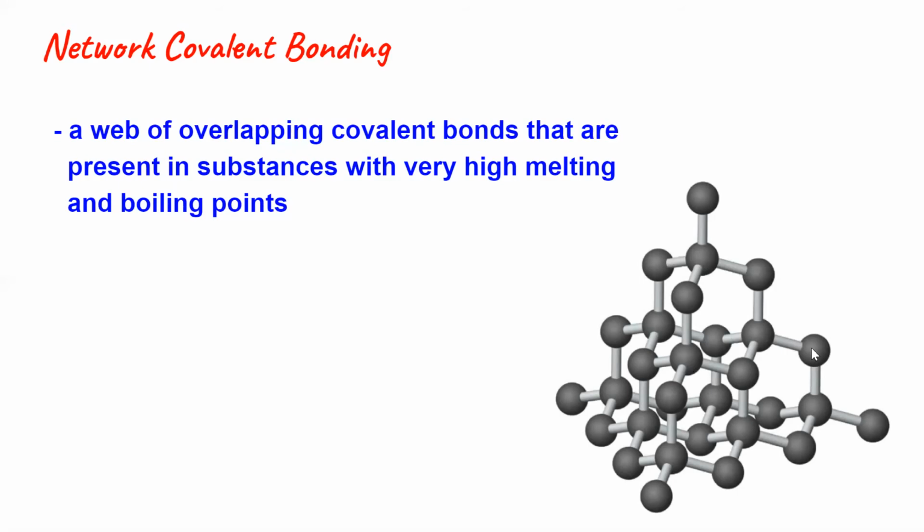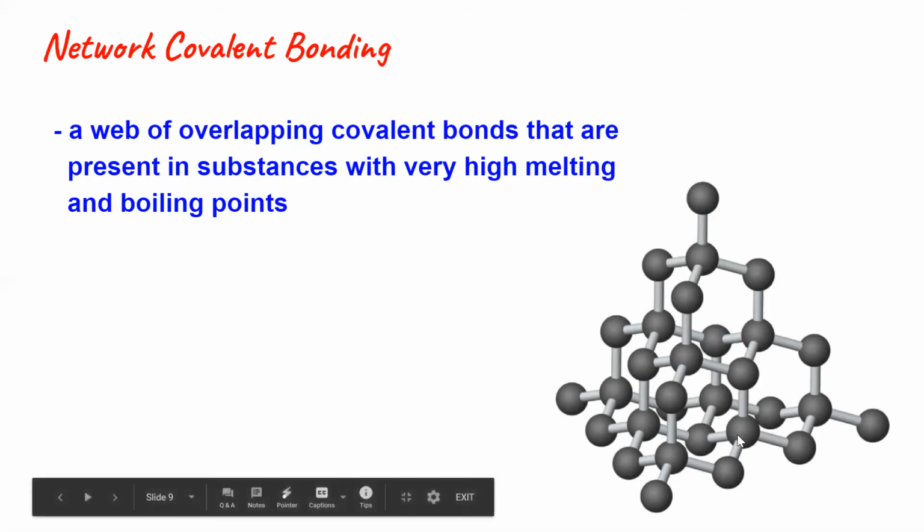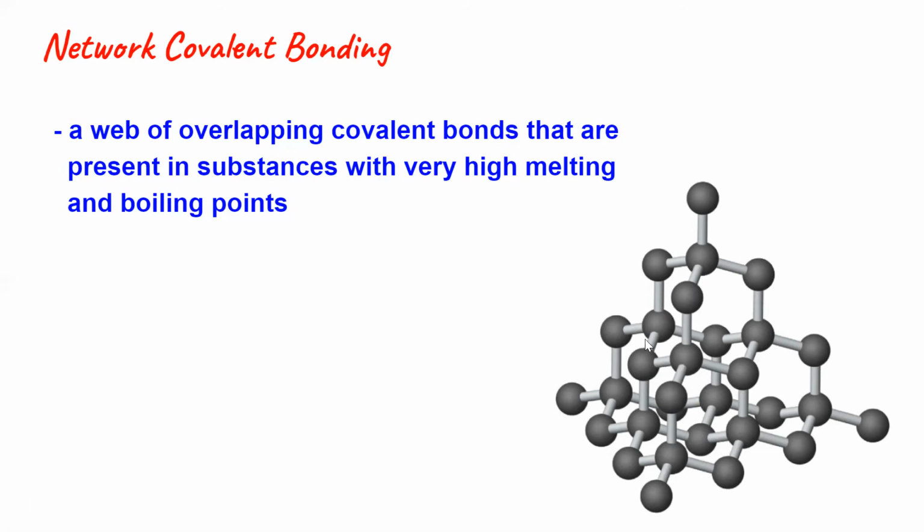So each of these carbon atoms is attached to other carbon atoms through this web of covalent bonds. The reason why it makes melting and boiling points so high is because it requires you to sever multiple bonds at the same time. So anytime that you have to do that, that's going to require a tremendous amount of energy. Thus, we're going to have very high melting and boiling points.